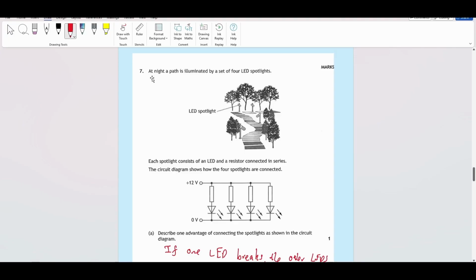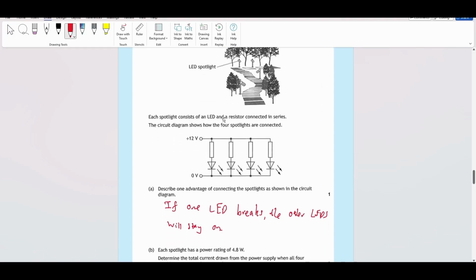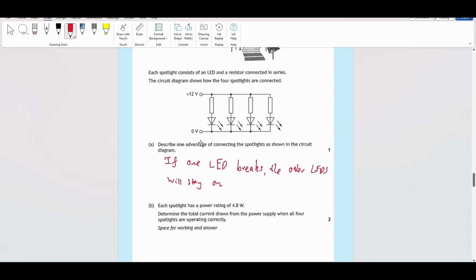So question 7 says, at night, a path is illuminated by a set of 4 LED spotlights. Each spotlight consists of an LED and a resistor connected in series. The circuit diagram is shown. Describe one advantage of connecting the spotlights as shown in the circuit diagram.